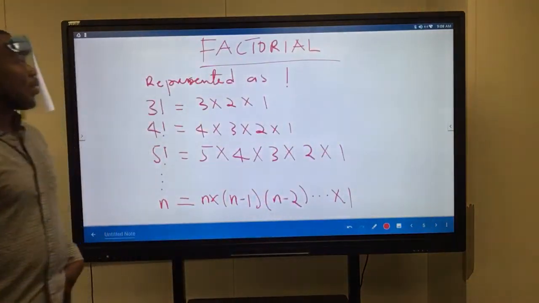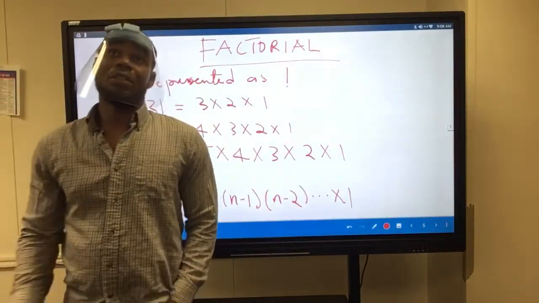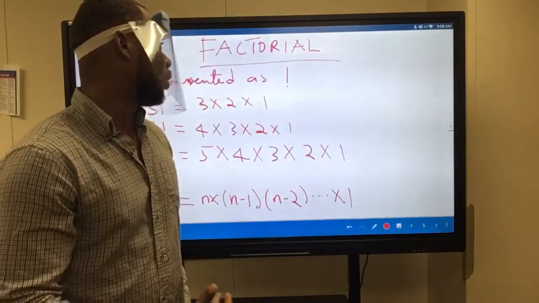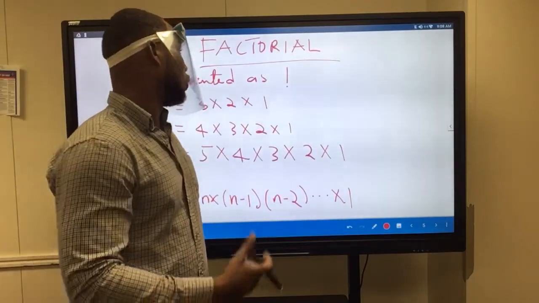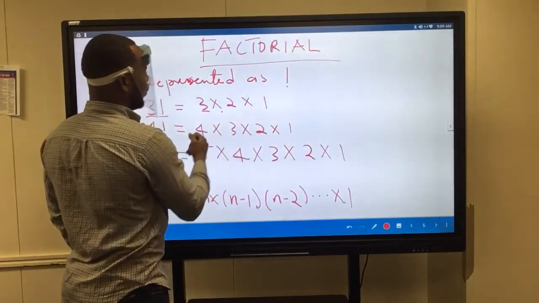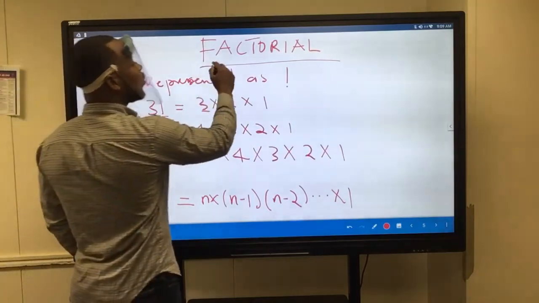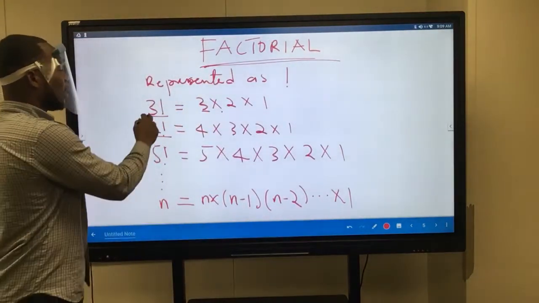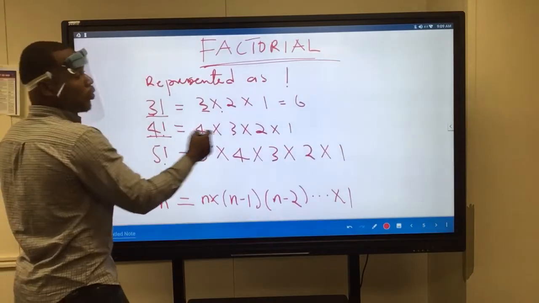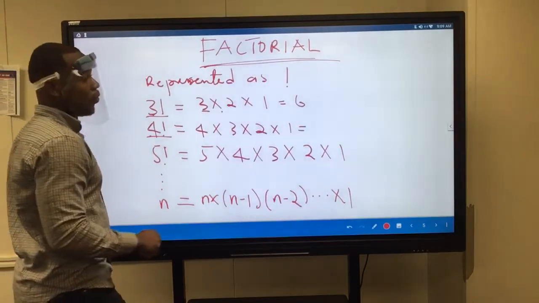Now, what if you are asked to arrange 5 different books? For 3 books it is 6 ways, and for 4 books it will be 24 ways. So 3 is 3 times 2 times 1, and then 4 will be 4 times 3 times 2 times 1. So we use the factorial method to do that. When we had 3 books, we had 3 times 2 times 1, which is 6. When you get 4 books, it will be 4 times 3, which is 12, times 2, which is 24.